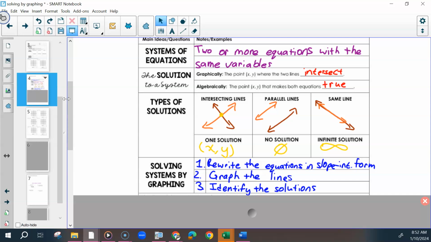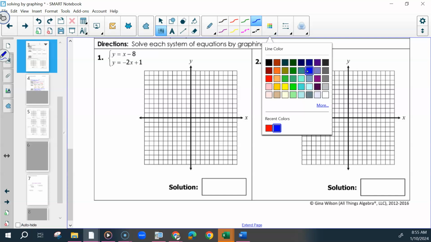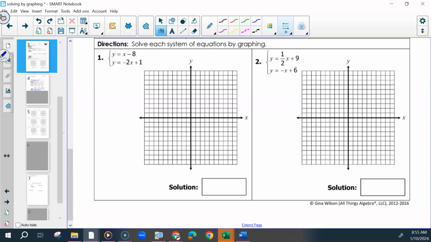When you finish writing all of that, go ahead and put your pencil down so I know that you're finished. I'm going to do mine in 2 separate colors. If you'd also like to do yours in different colors, you're welcome to do so.